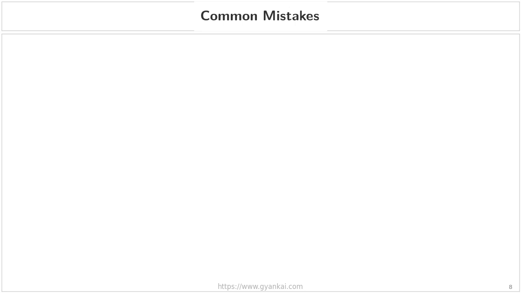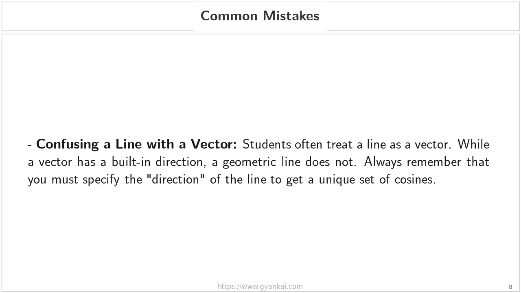Common mistakes. First, be careful not to confuse a geometric line with a vector. It is a very common mistake to treat them as the same thing. Remember, a vector inherently possesses a built-in direction, but a standard geometric line does not. It simply extends infinitely in both ways. As we discussed earlier with the concept of the directed line, you must explicitly specify an orientation or a direction of motion if you want to arrive at a unique set of direction cosines.